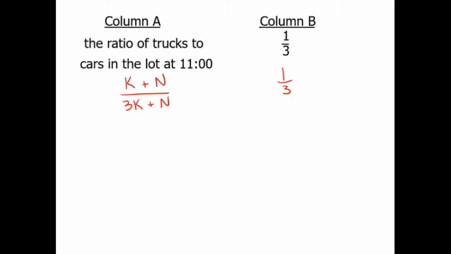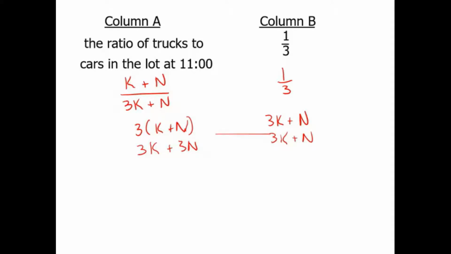And so, fortunately, both k and n are positive numbers, so I can multiply and divide by positive numbers. That's fine. I can add and subtract. All of those keep the same order of the inequality. So what I'm going to do here is simply cross multiply. So I'm going to get 3 times k plus n on this side, and I'm going to get just 3k plus n on this side. This becomes 3k plus 3n. This stays as 3k plus n.